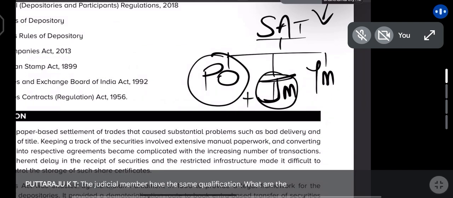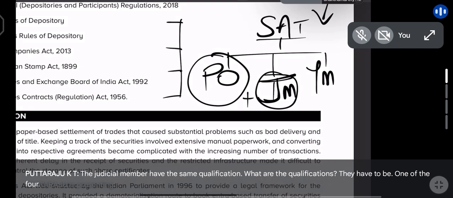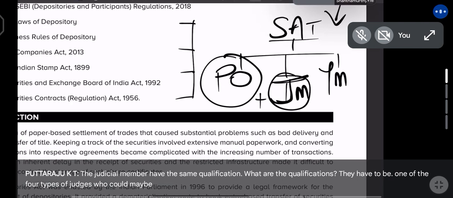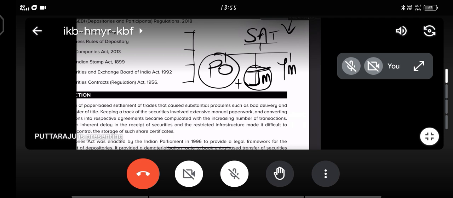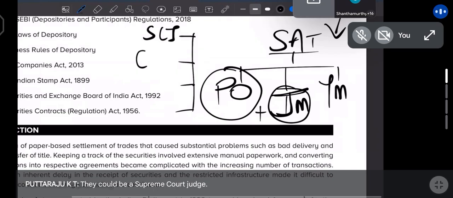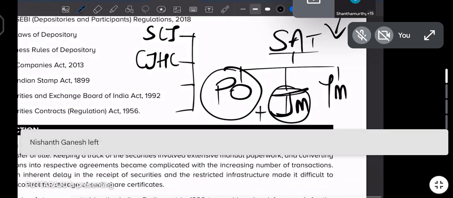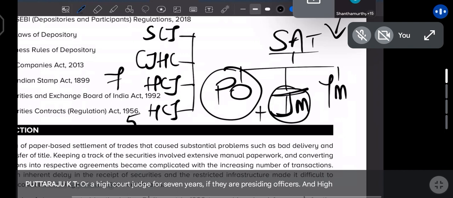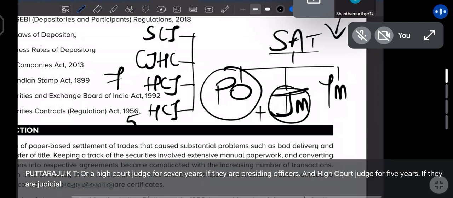What are the qualifications? They have to be one of the 4 types of judges. Who could they be? Judge or Chief Justice of High Court, or a High Court judge for 7 years if they are presiding officers, and High Court judge for 5 years if they are judicial members.